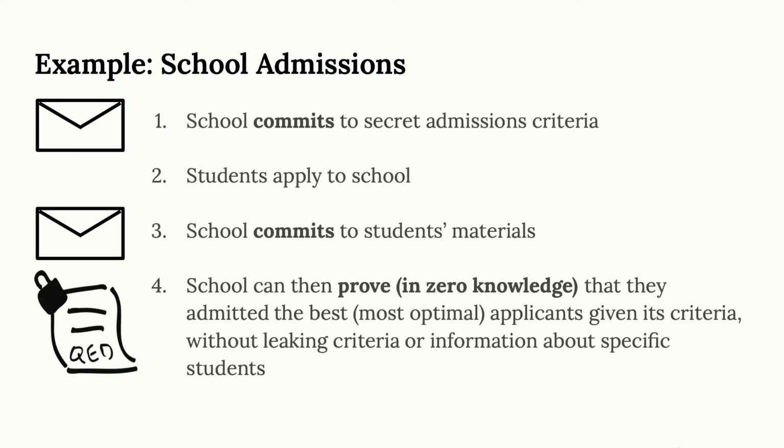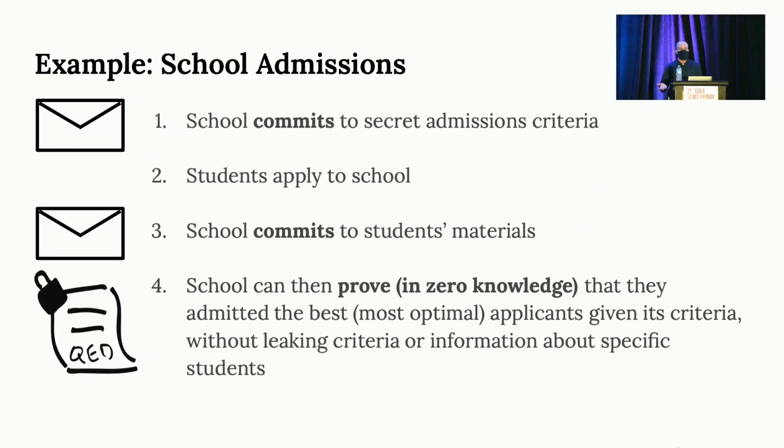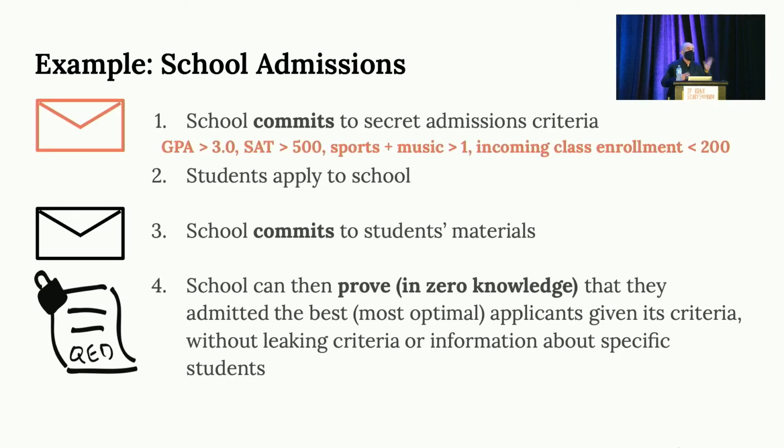For example, maybe you're a school and you're admitting a new class of students, and you want to prove that you selected the best or most optimal incoming class, but you don't want to reveal your admissions criteria, and you don't want to leak the data of your potential students. Maybe you have a certain GPA requirement, maybe you have a class cap, maybe you require extracurriculars, whatever. So as a school, you can generate a commitment to your specific admissions criteria. This hides the criteria, but it binds the school system to it so they're consistent in admission.